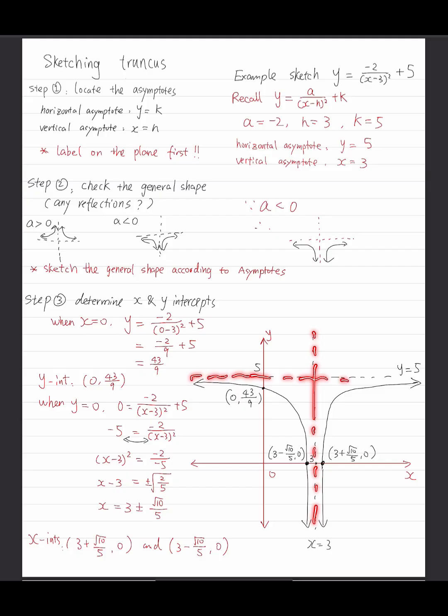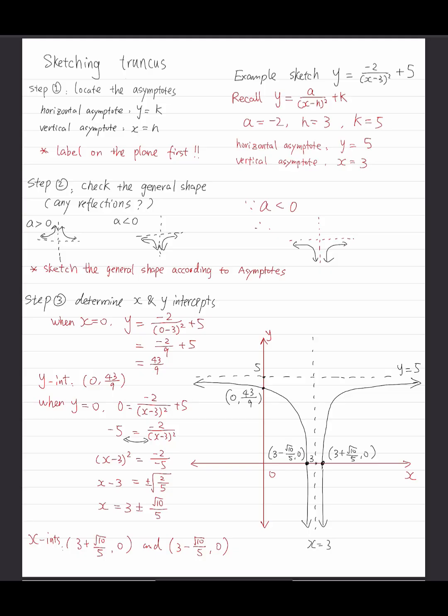This gives you a rough idea of the regions: either top left, top right, bottom left, or bottom right of the asymptotes. Step 2 is to check the general shape to see if any reflections are involved. Mainly we're looking at the sign of a. In this case, a is negative because a is negative 2. When a is less than 0, the general graph will be located at the bottom left and right of the asymptotes. So we're expecting to get a graph like this. Notice here it's not the axes, but the asymptotes I'm sketching.